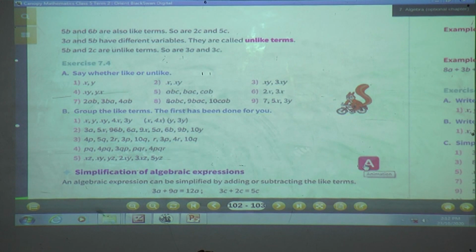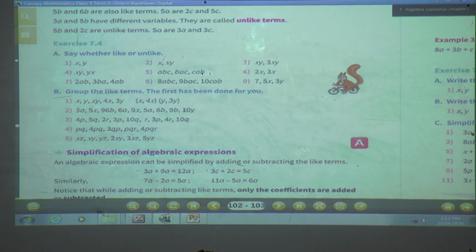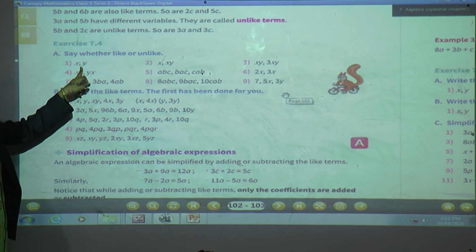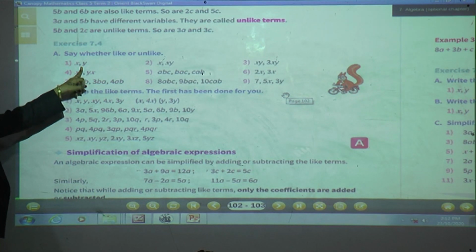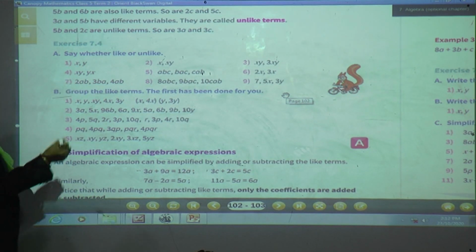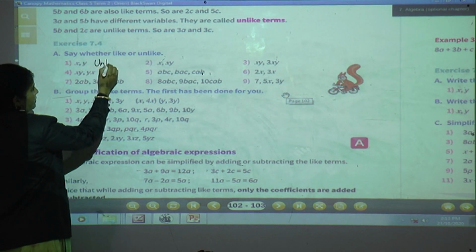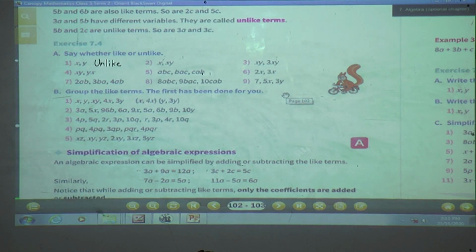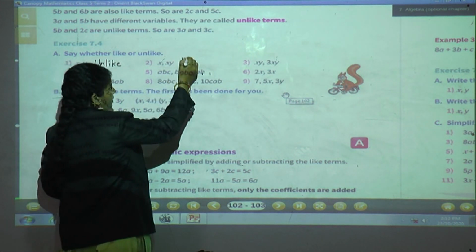Now we solve exercise 7.4 depending upon like and unlike terms. First question, say whether like or unlike. Here students, they have given x, y. That means they are the same variables? No, they are different. So here unlike terms. Again for x and xy, what will be the answer students? They are also unlike.